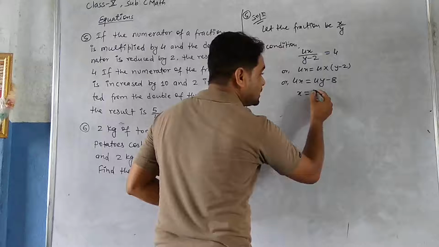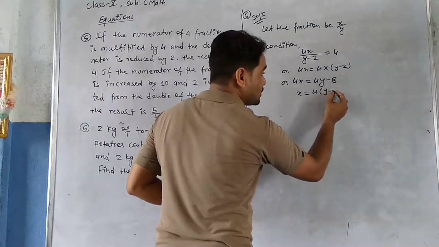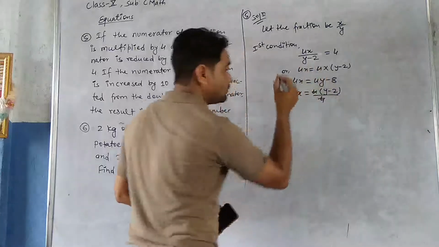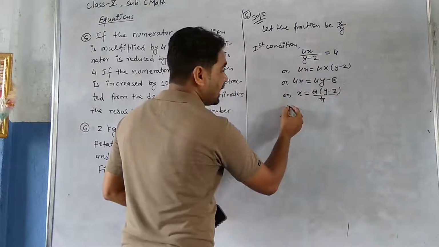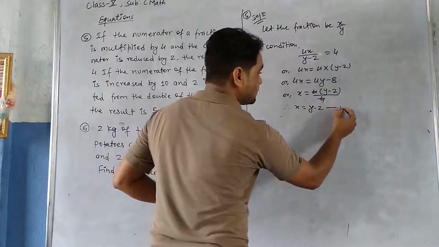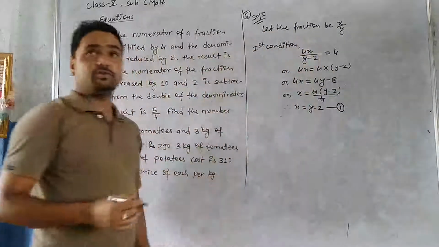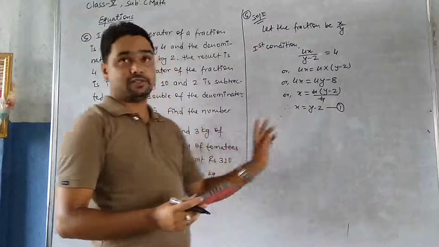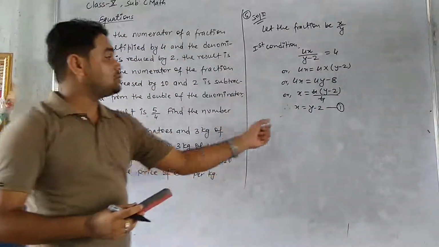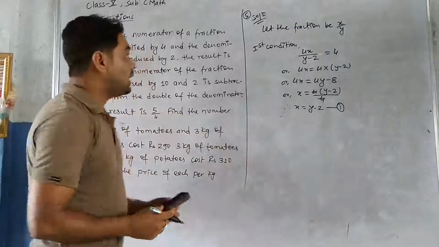So let's reduce it into the simple form at first. So y minus 2 upon 4 is there. We can cancel 4 and 4 up and down, and therefore we get x equals to y minus 2. This is the first equation. We simplify this at first, and if we make it a simple form, then it is easy to solve while solving the equation.